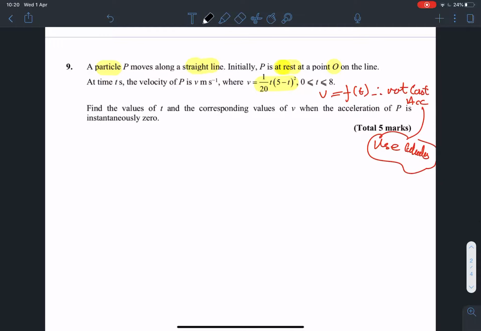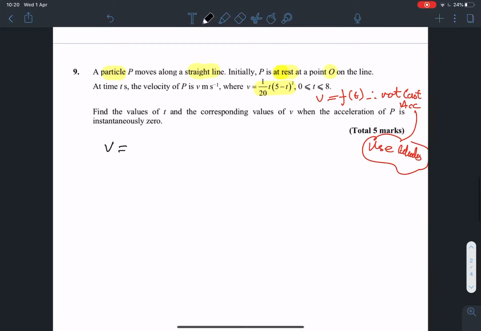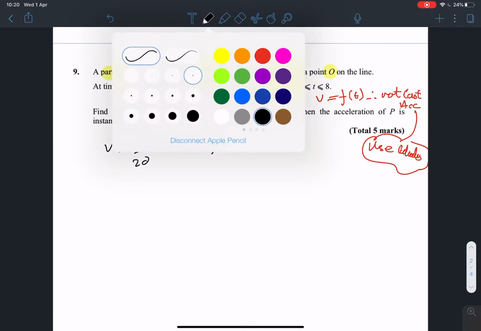So v equals 1 over 20 lots of t times 5 minus t squared. And if we're in a calculus context, we like it in our polynomial kind of form.